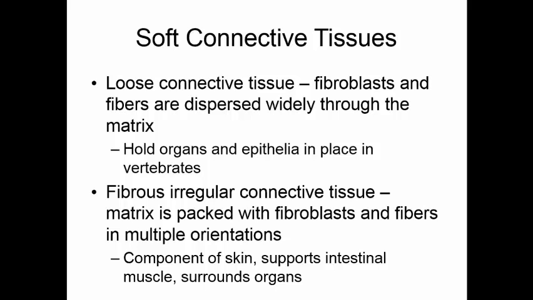So it helps support all those tissues inside your body. Your fibrous irregular connective tissue is much more packed, much more dense. It has fibers going in all kinds of different orientations and directions, which makes it very strong in comparison to loose connective tissue, and very strong in lots of different directions. So you can pull it one way or another.